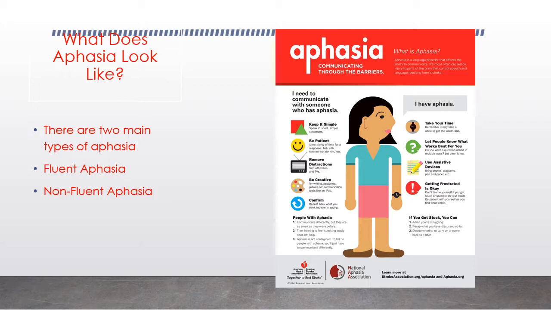So what does aphasia look like? There are two main types of aphasia. There's fluent or receptive aphasia, which brings about difficulty understanding language as well as producing it. And then there's non-fluent or expressive aphasia, which is just difficulty producing language. So the big difference there is some people have difficulty solely with just producing language, while others have a disability or an inability to understand language and produce language.